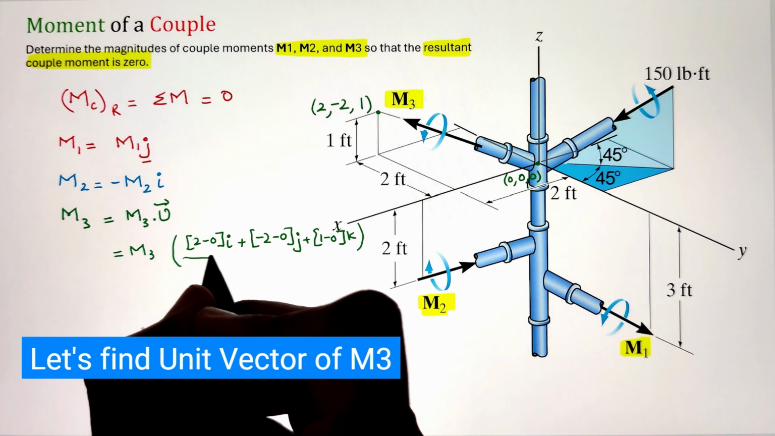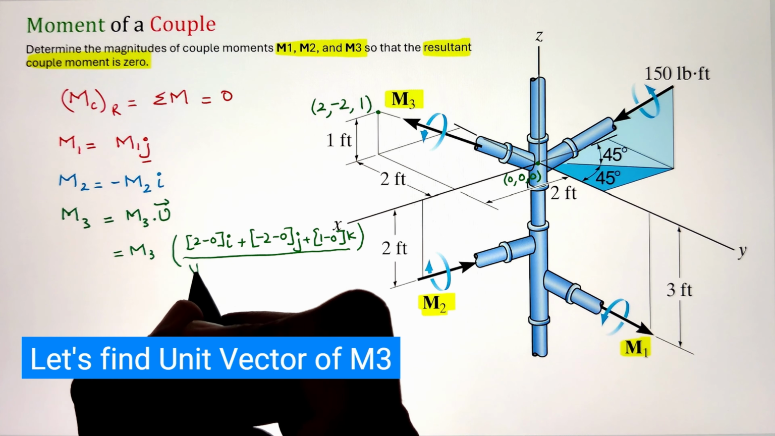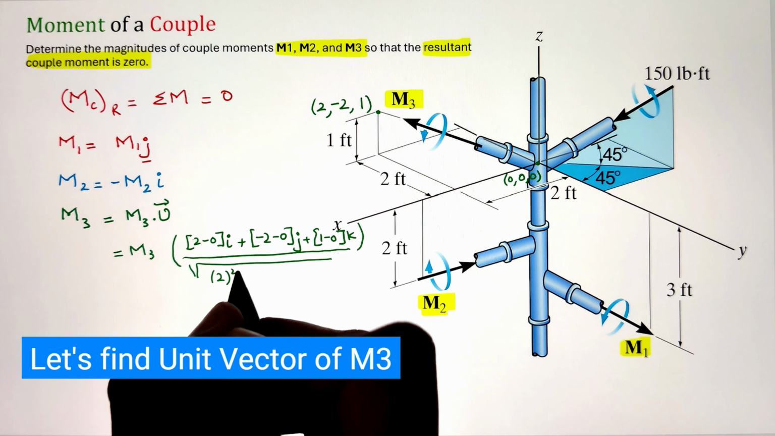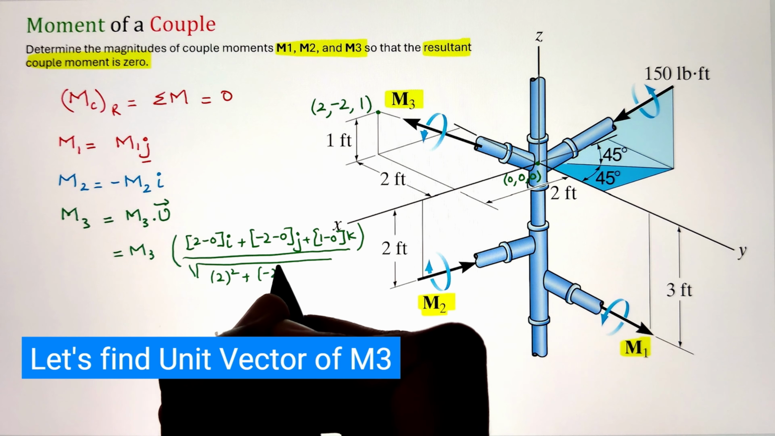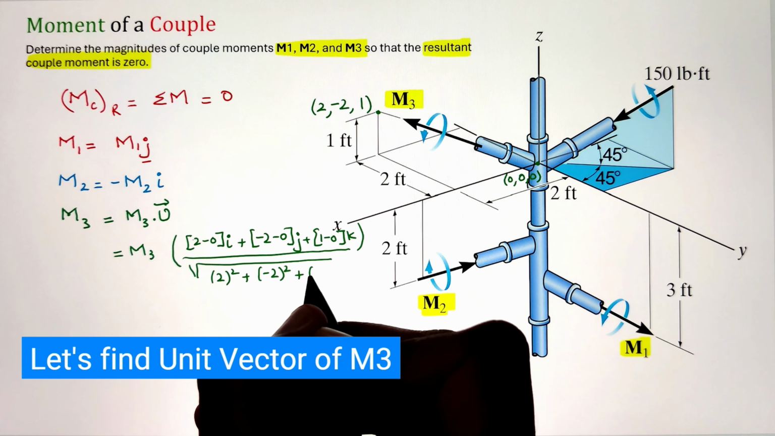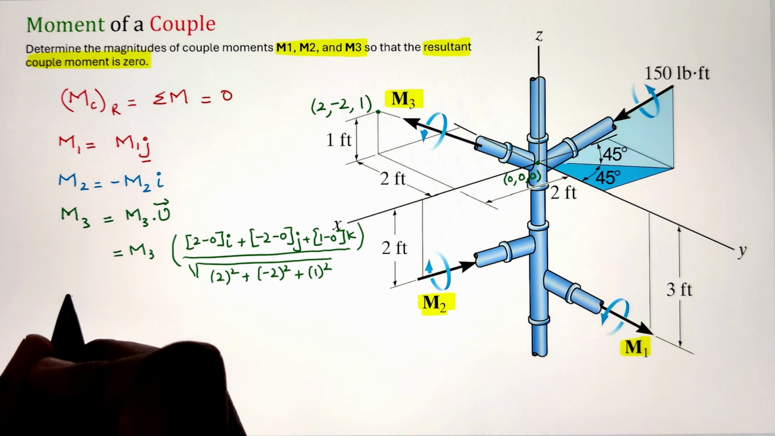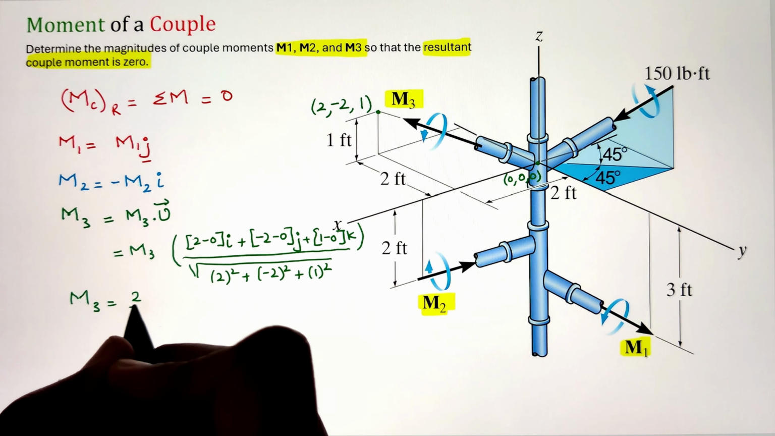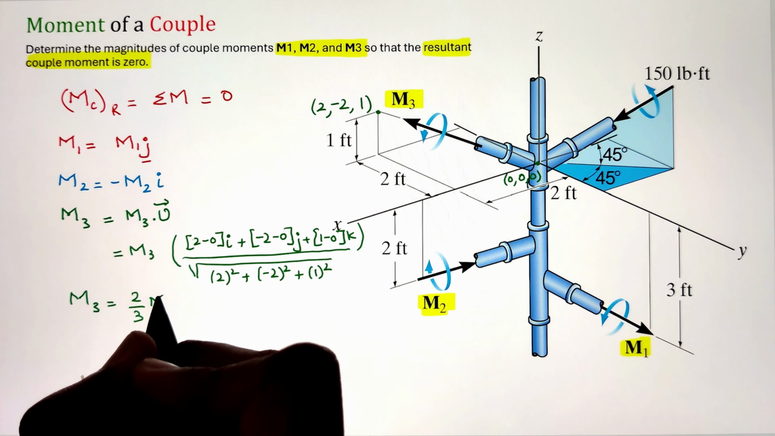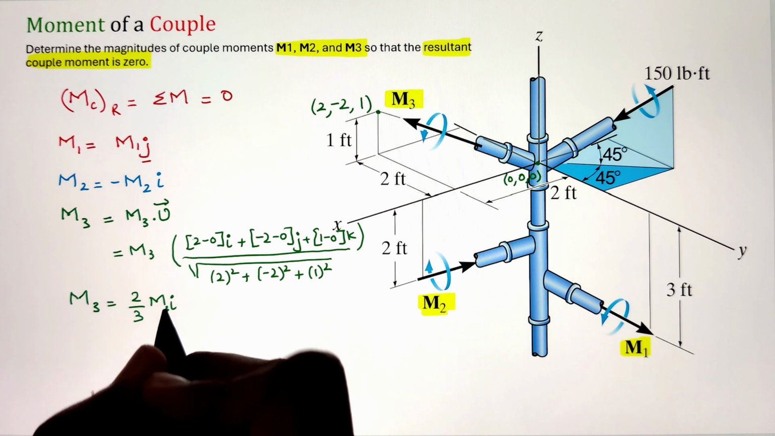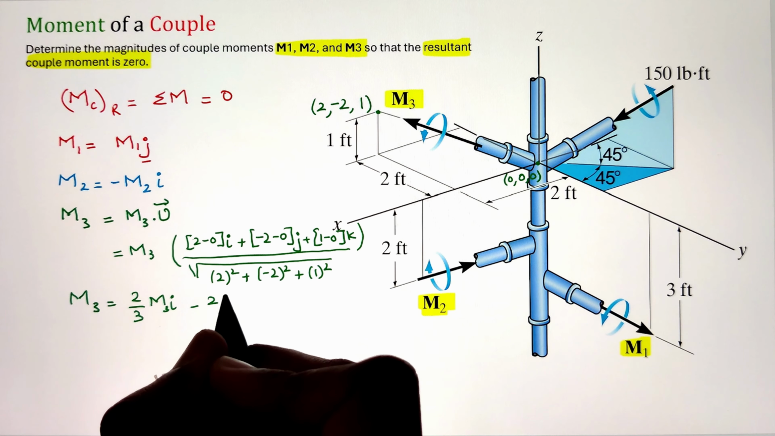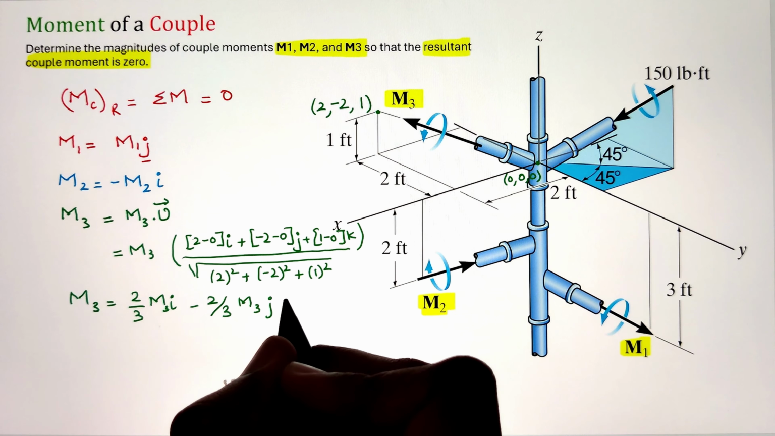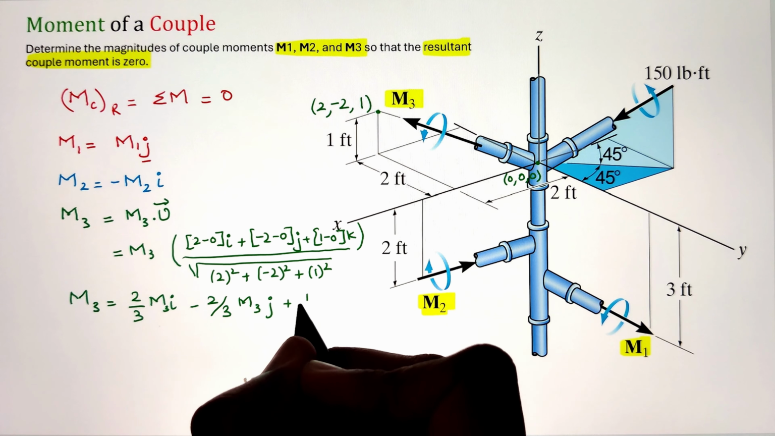Now to calculate the unit vector, we have to divide this position vector by its magnitude. The magnitude can be represented as the square root of 2 squared, plus negative 2 squared, plus 1 squared. Simplifying, we get our couple moment M3 represented in Cartesian form as 2 over 3 M3i, negative 2 over 3 M3j, and finally 1 over 3 M3k.